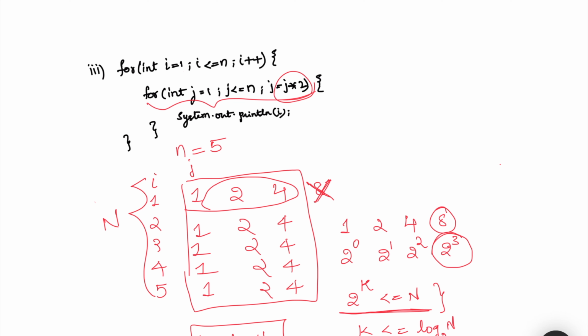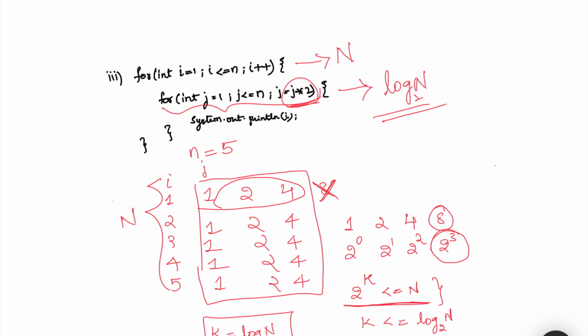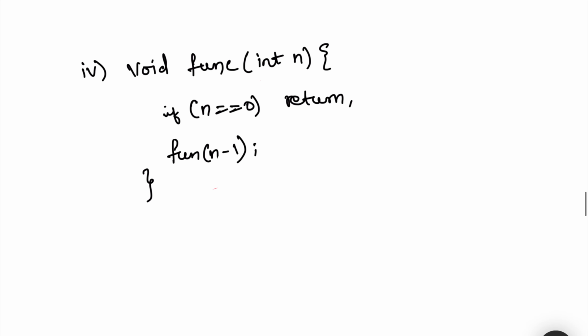So the only rule of thumb here is, whenever a loop or function is multiplied by 2 or divided by 2, the time complexity would be log n to the base 2. So again, a simple approach: this takes n, this takes log n, that is nothing but n log n time complexity. Moving on to the fourth example, now here we have functions.